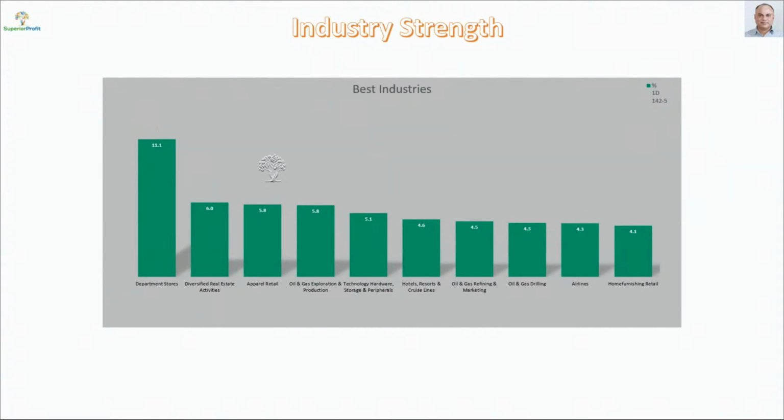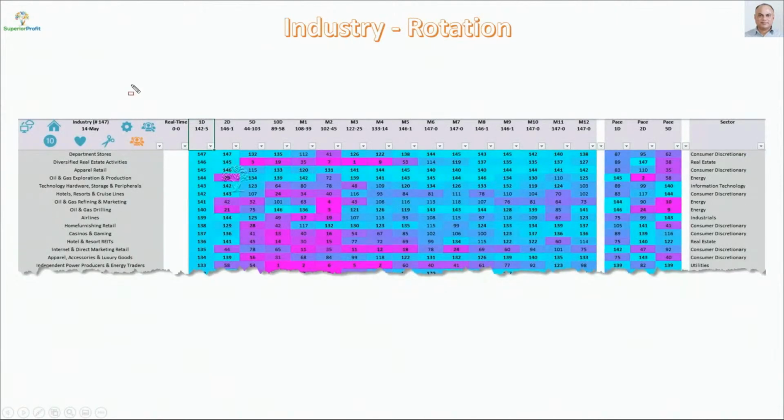Again, like sectors, I would like to see the rotation across multiple periods. And here I am able to do that. Look at all the 147 industries across the 12-month period to the real-time period. Use the score, the strength, to buy in the strongest industries, or use the acceleration also to buy in the strongest industries.